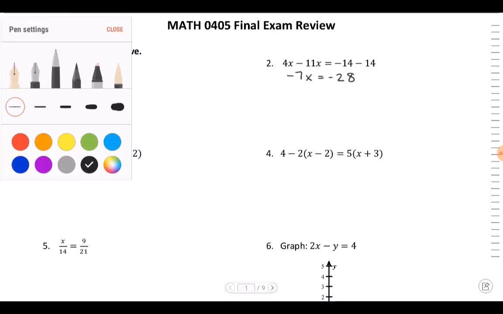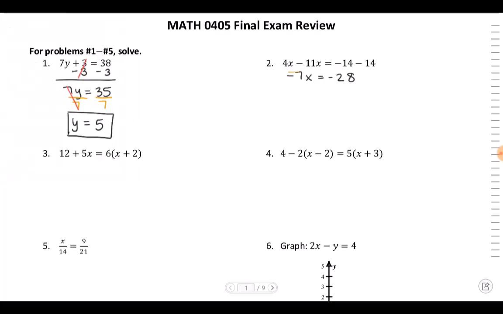Now, again, we have this negative 7 times x, and I want to undo that, so I'm going to divide both sides by negative 7. By doing that, I will now get a positive 1x and a positive 4 on this side. And you can always check your work by taking these numbers and plugging them back into the equation to make sure that it does give you a true statement.